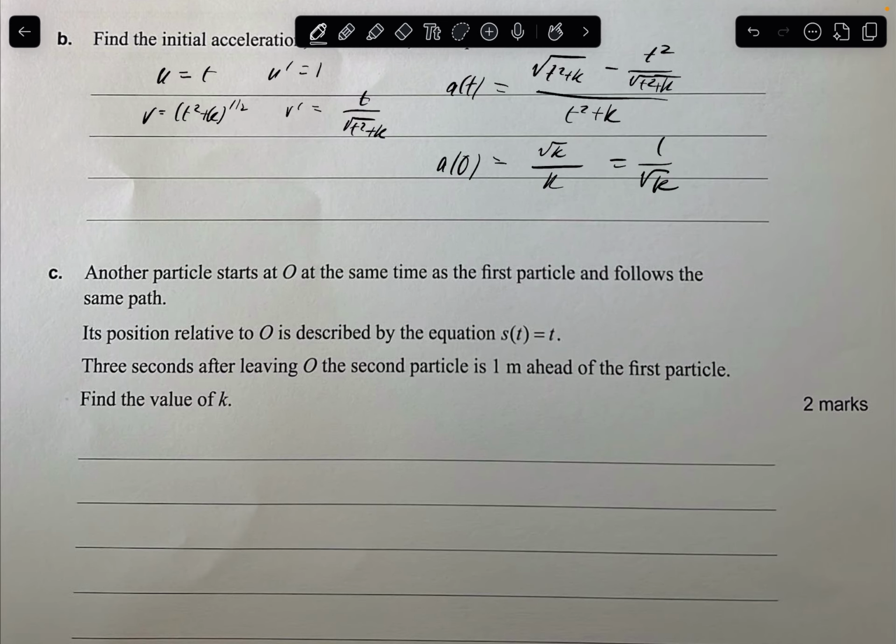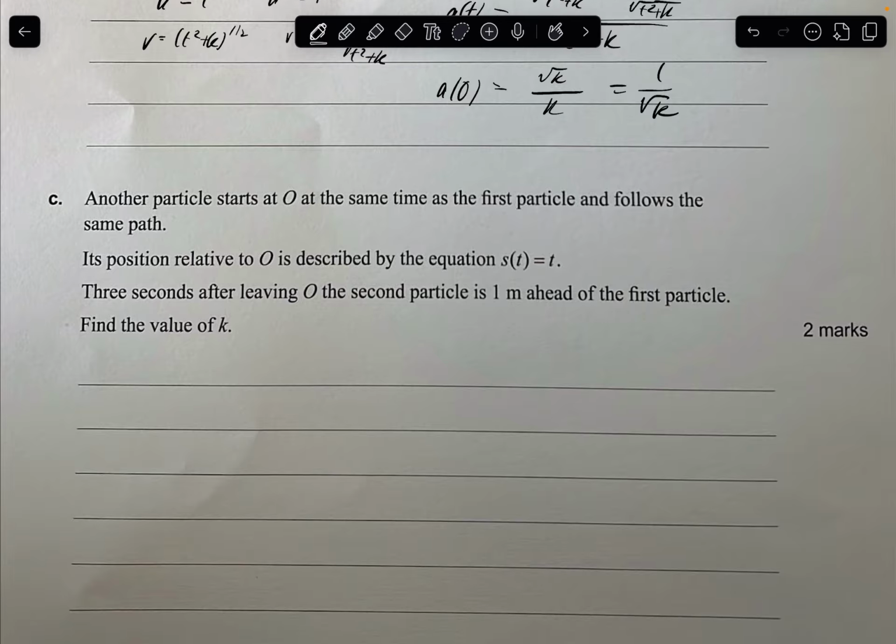Another particle starts at O at the same time as the first particle and follows the same path. Its position is described by that. 3 seconds after leaving O, the second particle is 1 meter ahead. So s of 3 is equal to 3. That should mean that x of 3 is equal to 2.